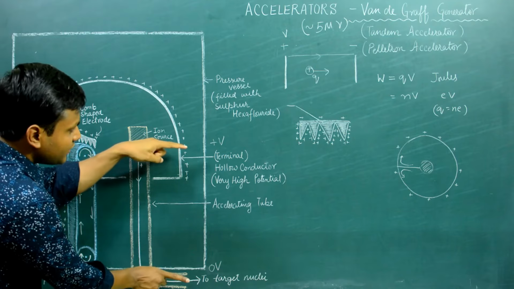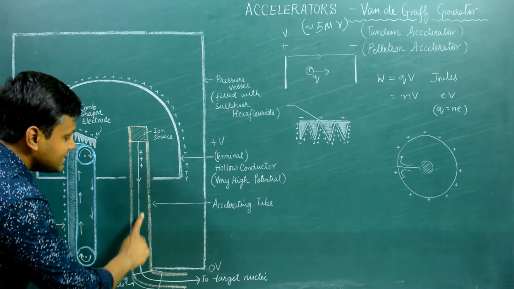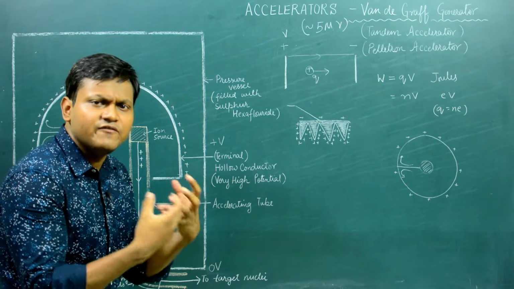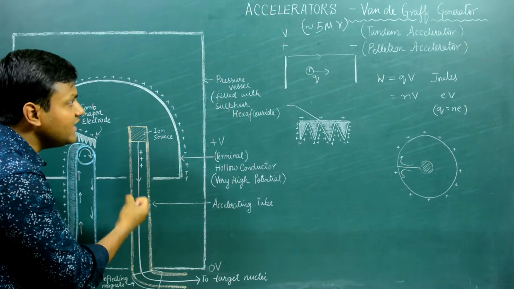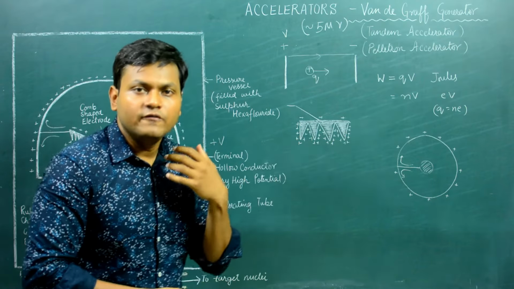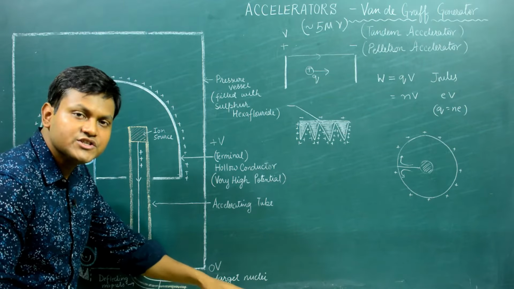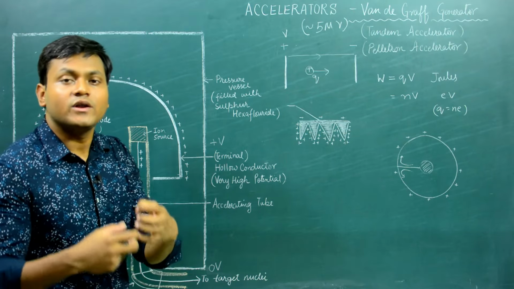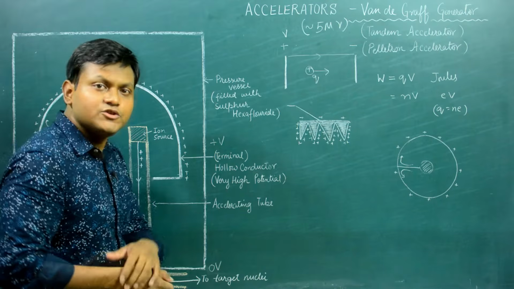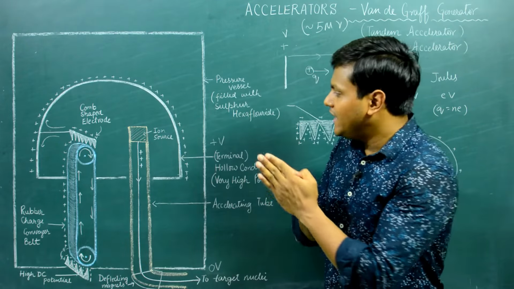So they are present in a potential difference of millions of volts. So these particles will now get accelerated to extremely high velocities. They will gain energies of the order of millions of electron volts. Now they can be directed to some target nucleus to perform a desirable nuclear experiment. So this is how a Van de Graaff generator can be used as an electrostatic accelerator.